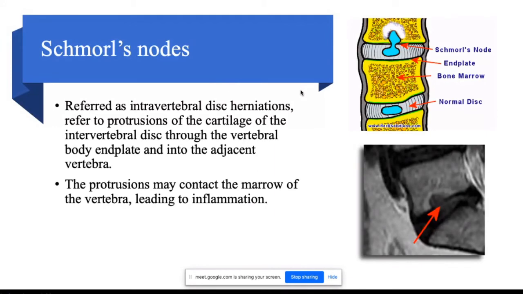One more point which is quite interesting is Schmorl's nodes. I told you about the stages of disc prolapse: disc herniation and disc sequestration. When a disc sequestration occurs, the annulus fibrosus is broken, the nucleus pulposus comes out, and there is oozing of nucleus pulposus. This is the stage of sequestration.